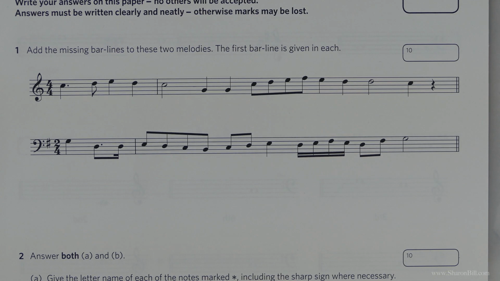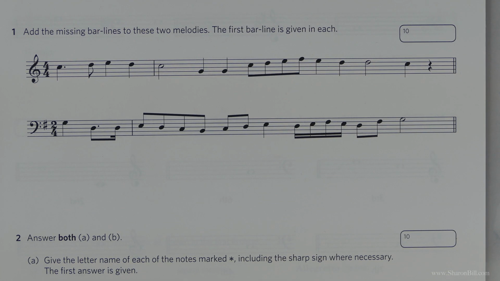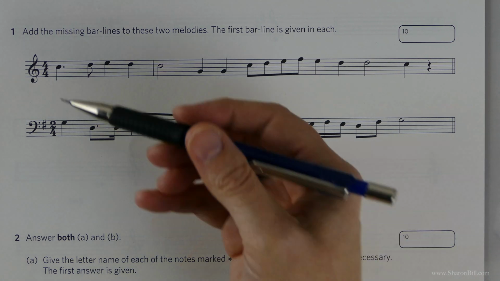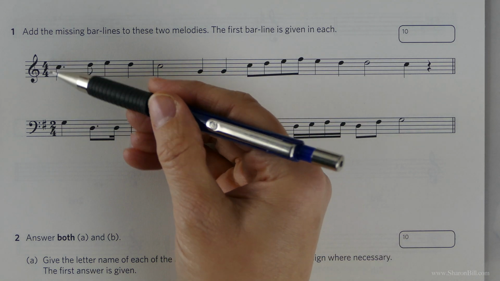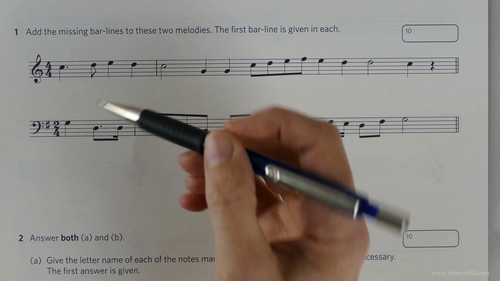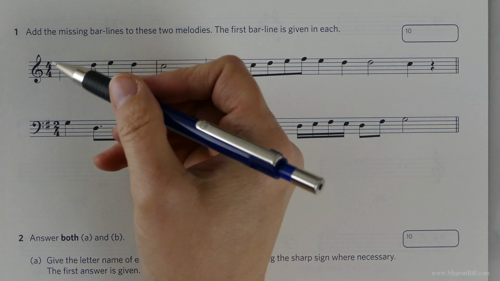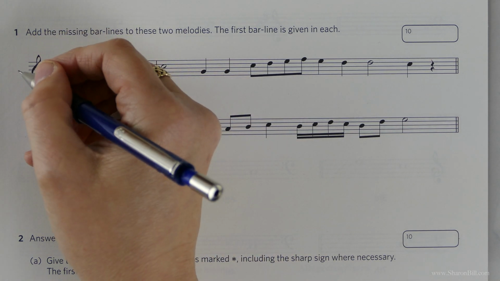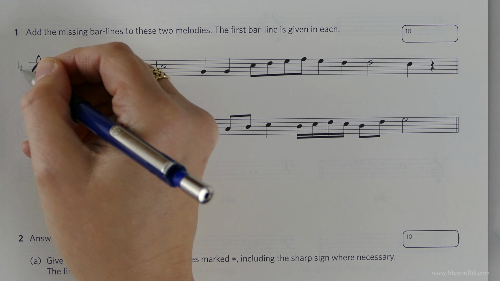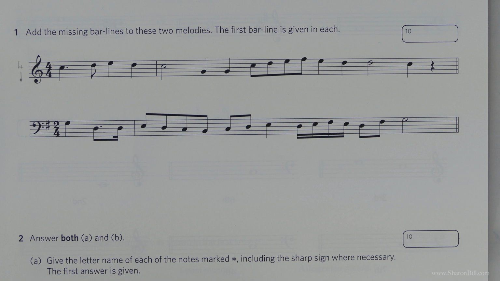together. So question 1 asks us to add the missing bar lines to these two melodies. So we have two separate melodies with two separate time signatures. So just be careful there. Don't presume that it's a continuation. It's actually two separate. So we are counting in quarter notes or crotchet beats. We need to find what adds up to 4 crotchet beats or 4 quarter notes per bar.